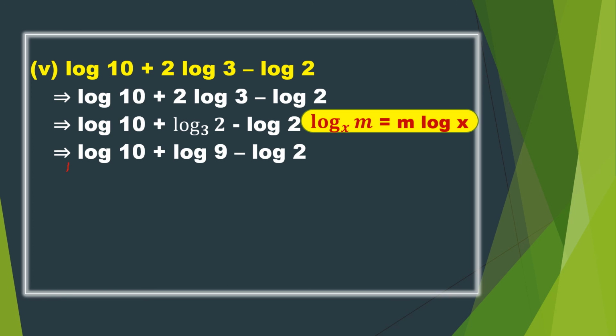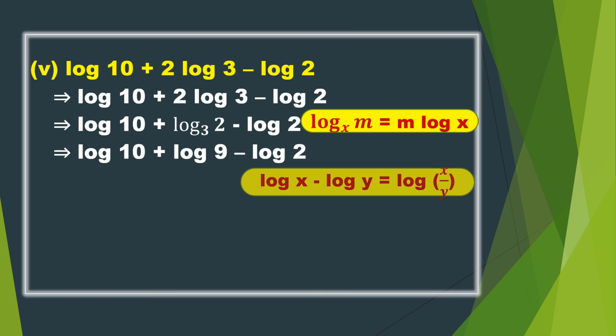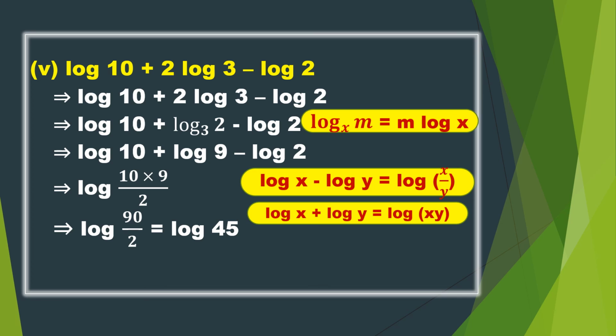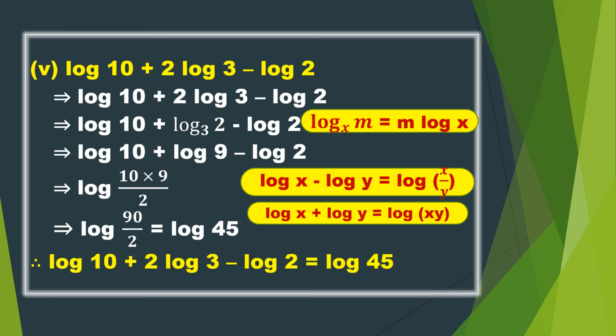If you observe this, two things are in addition and this one is in subtraction. So here I can use log x plus log y, and here I can use minus. First I'll use log x plus log y, then I'll use log x by y. These two are in addition, so they will be multiplied, and this is in subtraction, so it will be divided. So 9 tens are 90, divided by 2 is 45. We don't know this value, so we'll put it as it is. So log 10 plus 2 log 3 minus log 2 equals log 45.